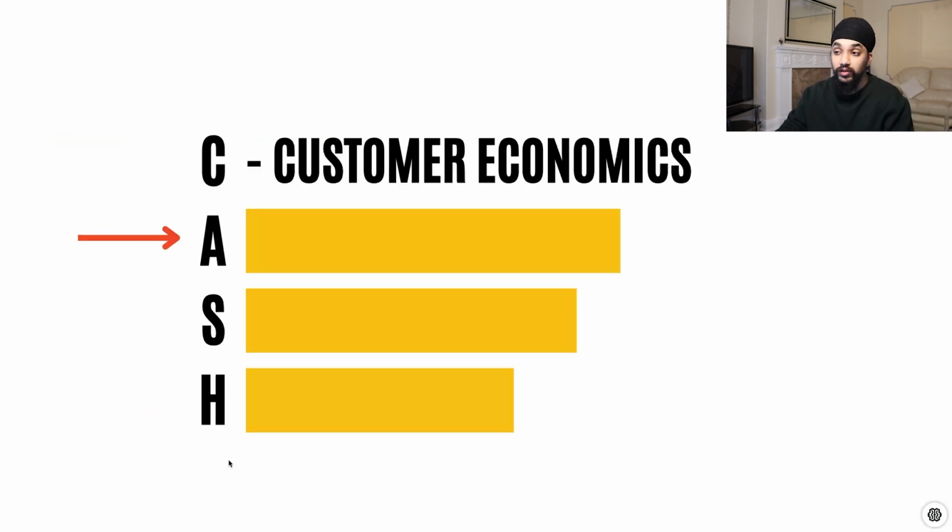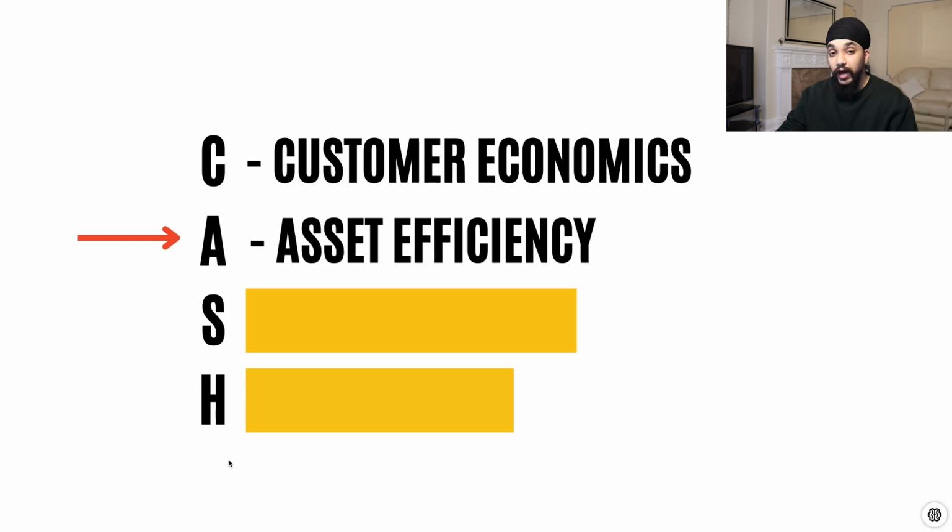Now, next we're going to be moving on to A for asset efficiency. And asset efficiency, your assets will vary in terms of the type of business that you're in. But it's important that you understand what your assets actually are, right? So for example, if I'm a landlord, my asset might be the space that I have, like the number of tenants I can hold, okay? And I might need to go and get more properties so I can get more tenants in.